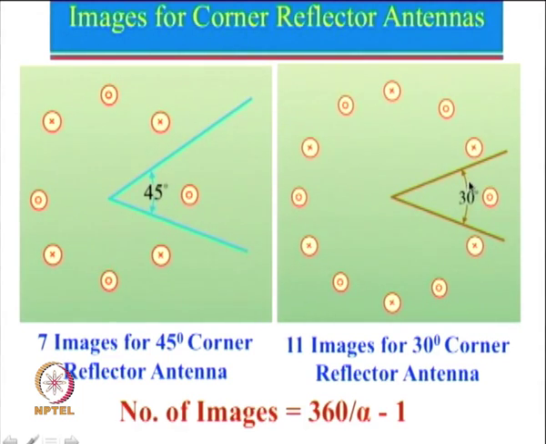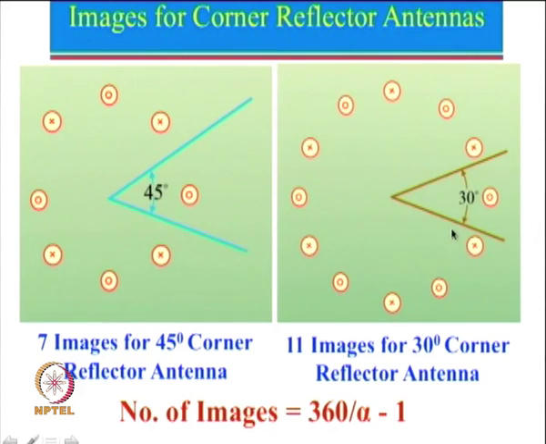The same concept you can extend. So if this is 30 degrees, now the number of images will be large. In general, the number of images you can calculate by using a very simple formula of 360 divided by alpha minus 1. So we can just put it over here.